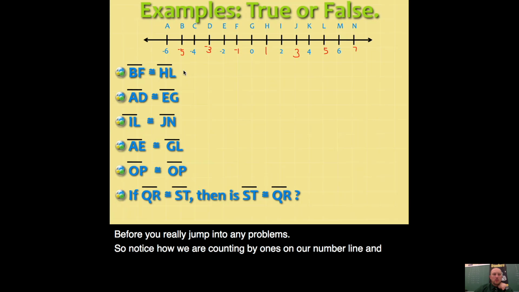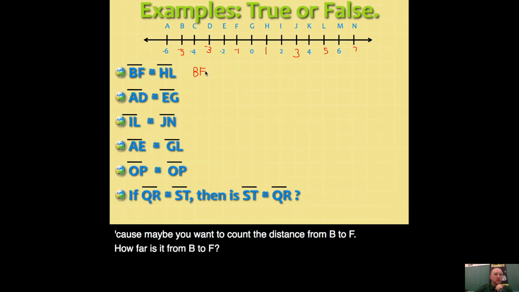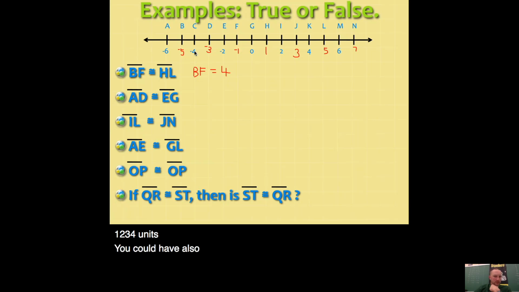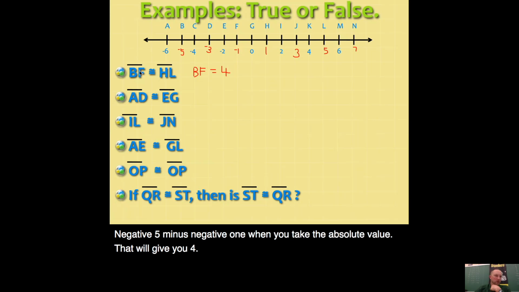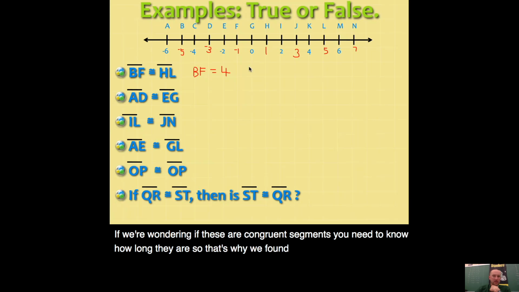So notice how we are counting by ones on our number line. And that helps because maybe you want to count the distance from B to F. How far is it from B to F? One, 2, 3, 4 units. You could have also subtracted -5 minus -1, and you take the absolute value, that'll give you 4. Now, if we're wondering if these are congruent segments, you need to know how long they are. So that's why we found the distance from B to F.